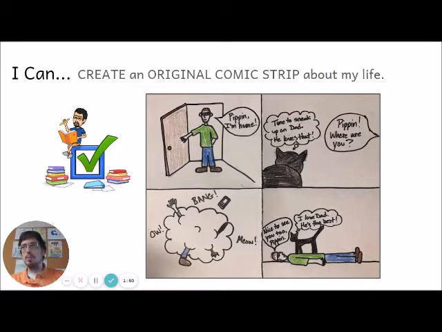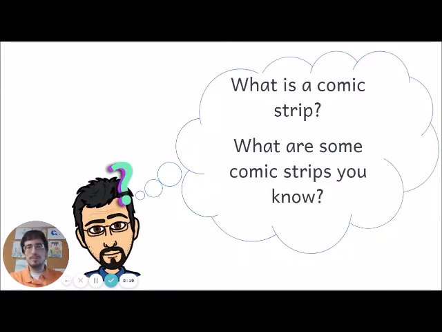So you can see this is one I made about myself. That's me coming home. Pippin, I'm home. And there's my cat Pippin. Time to sneak up on Dad. He loves that. Pippin, where are you? And then he jumps out on me. And of course, there's a big cloud and a fight as he wrestles me down to the ground. And then in the very end, nice to see you too, Pippin. Oh, I love Dad. He's the best. So y'all will be making a comic strip about your own life.